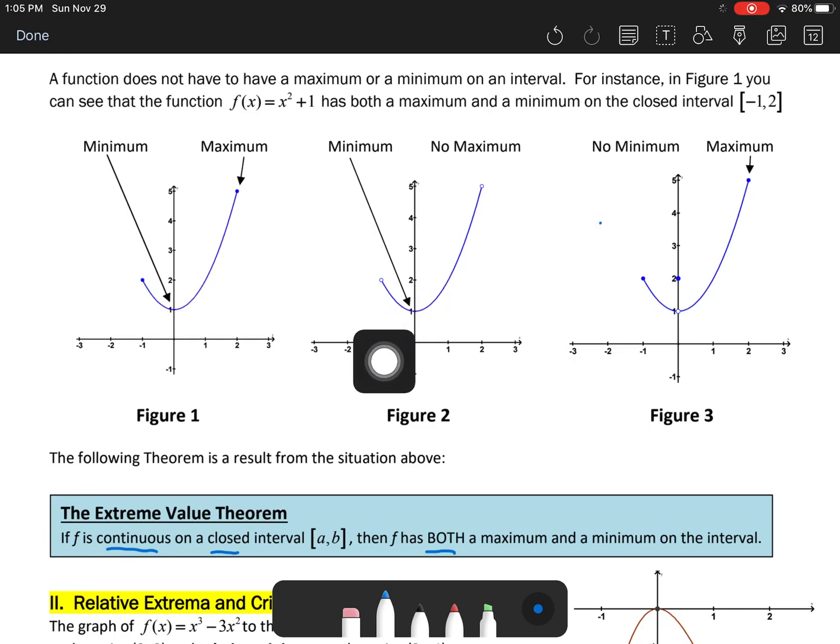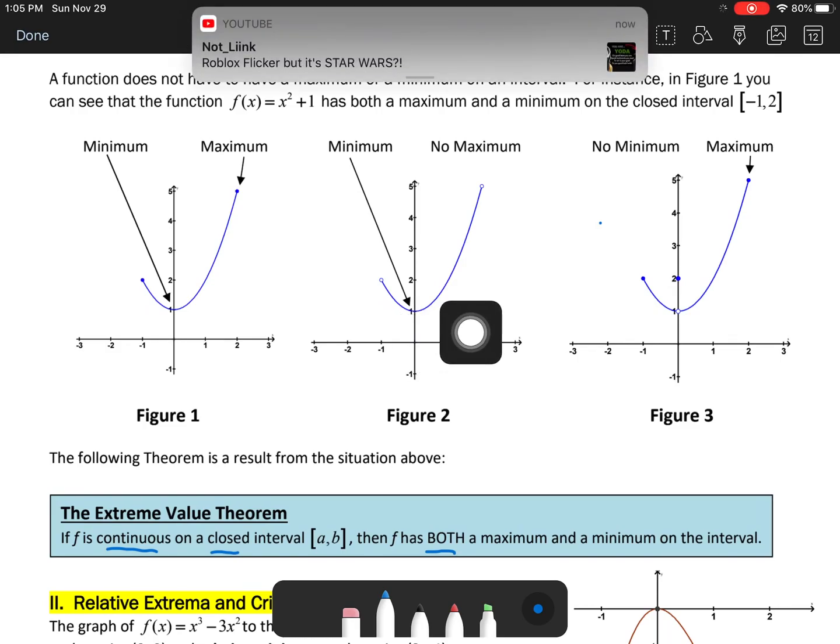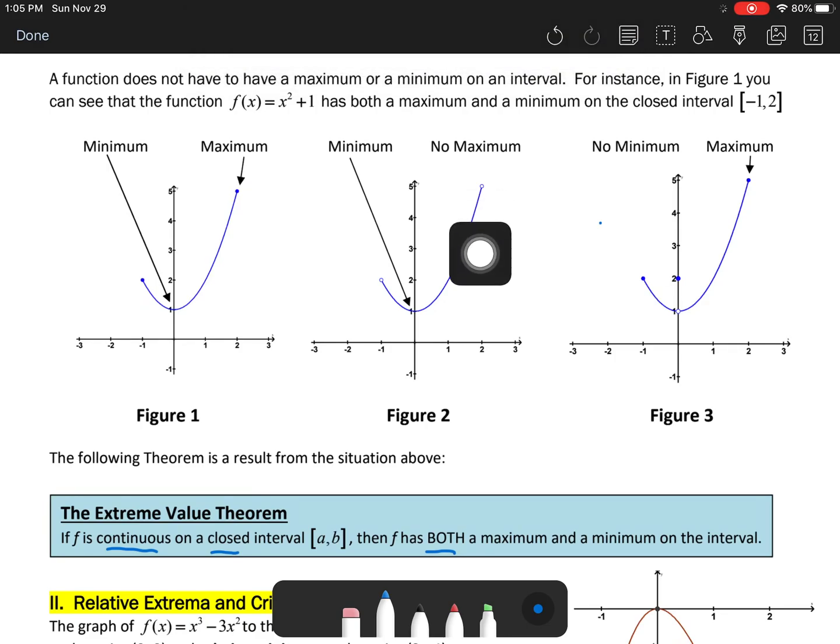Okay, so in figure 2, let's see where this definition kind of breaks down and the reason why we don't have a maximum in this case. If we look, it's continuous because it's a parabola, however, not closed, right? Because we can see our endpoints are open circles. So we do have a minimum at the vertex, but what we don't have is a maximum because it's an open circle right there. What that means is that we can get infinitely close to that point, and we really don't have a maximum value. So this part of the definition has to be closed.